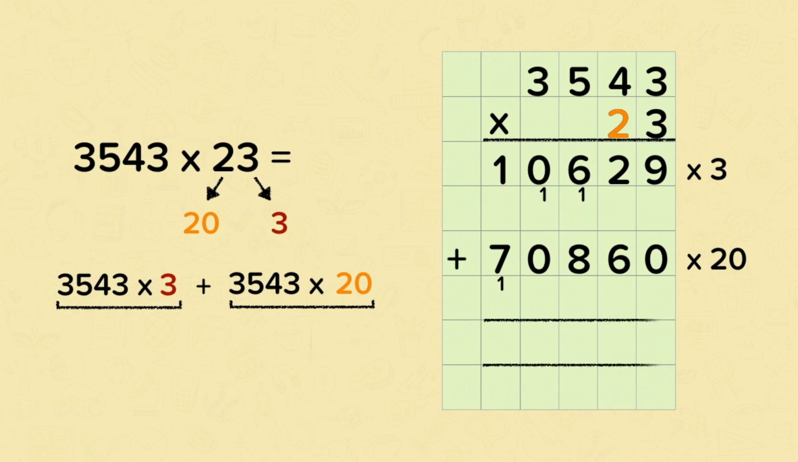Now for the final step. We need to add both of these answers together. 9 add 0 is 9, 2 add 6 is 8, 6 add 8 is 14. We put the 4 in the hundreds column and exchange the 1 into the thousands column. 0 add 0 add 1 is 1, 1 add 7 is 8. So 3,543 times 23 equals 81,489.